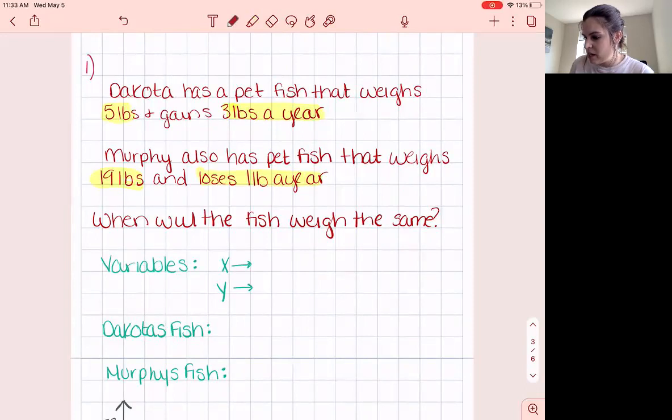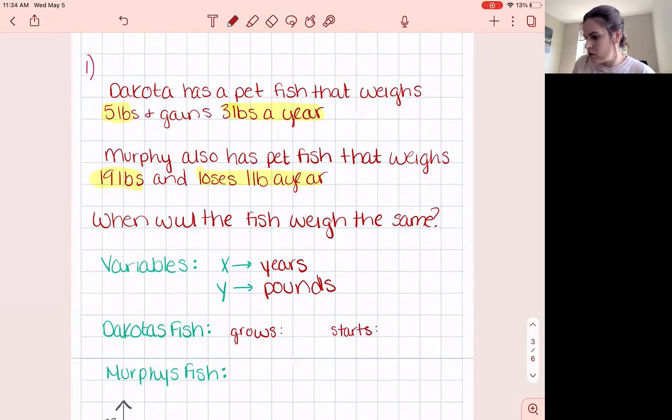Variables, if we're going to name these guys, again, X is almost always some kind of time. In this case, it's going to be years, and Y is going to be the pounds of the fish. So years and pounds. So Dakota's fish, if we're writing a rule for Dakota, we need to know how it grows and where it starts.